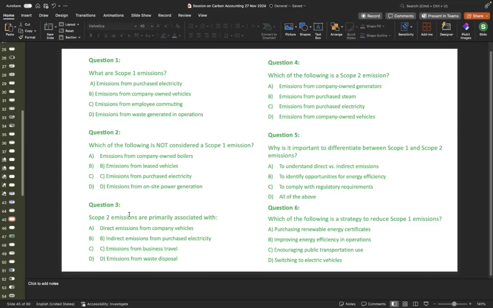Okay, question number 3. Go ahead, quick. Scope 2 emissions are primarily associated with? Sir, B is the answer. Indirect emissions from purchased electricity. B. Very good, Rahul. Okay, question number 4. Which of the following is a scope 2 emission? Sir, C. Emission from purchased electricity. B also. Emission from purchased steam. Very good.